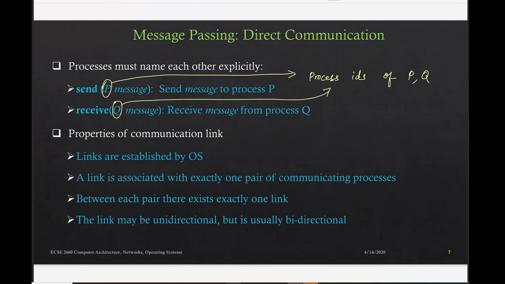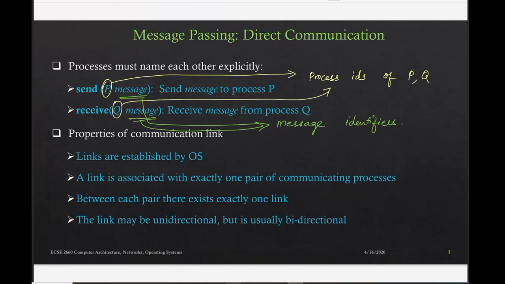And then the other two, these are what? Message, message. These are message identifiers. So if you want to send a message to P, you use send, process ID, message identifier. Receive a message from Q, receive, process ID of Q, message identifier. That's where the message that is read or received goes, right? It'll go to the message identifier in this case.